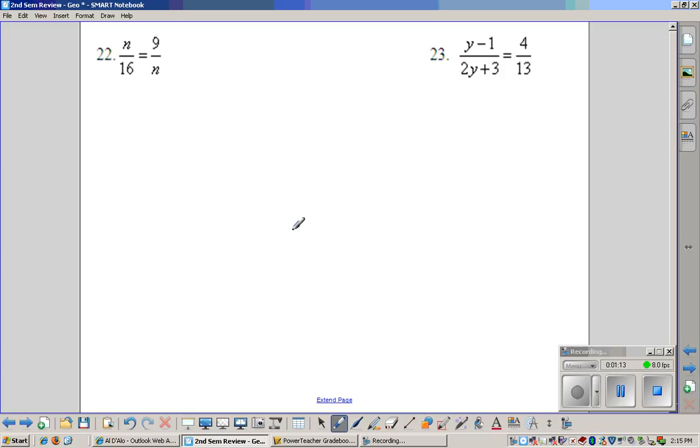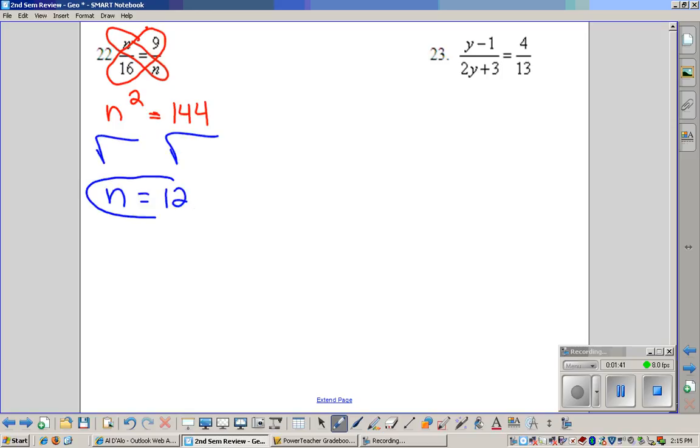Okay, on number 22, multiply across. N times n is n squared. 9 times 16 is 144. You could use a calculator to do that. And how do I get n by itself? Because right now I have n squared. So you will do the opposite of squaring, which is square rooting. And you get n equals 12. Okay, here's your answer.